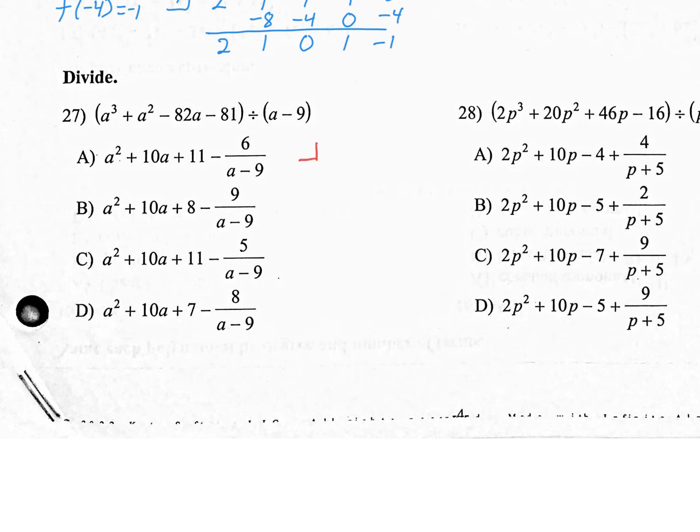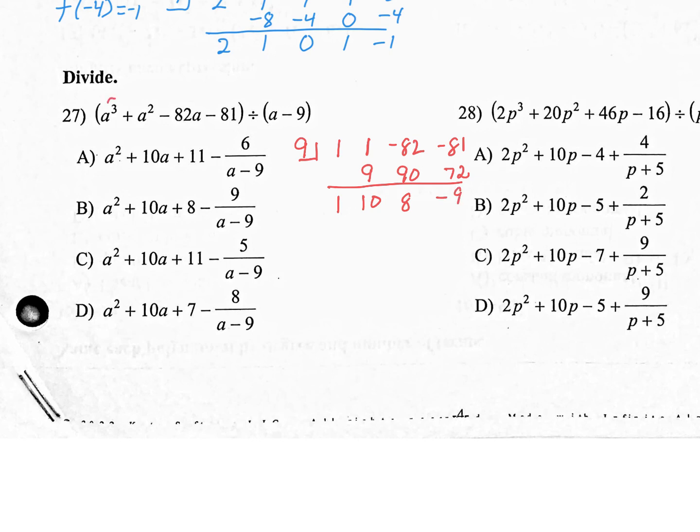So you have a minus 9, so it's going to be 9. So you start listing your coefficients: 1, 1, negative 82, negative 81. You bring down the 1. 9 times 1 is 9. 1 plus 9 is 10. 9 times 10 is 90. Negative 82 plus 90 is 8. 9 times 8 is 72. And negative 81 plus 72 is negative 9.